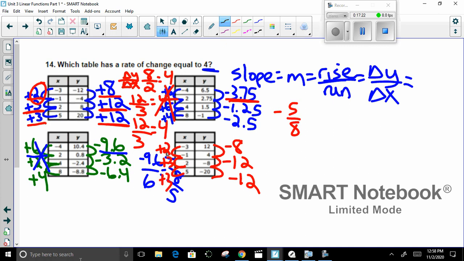All right, so now, check my change in y over change in x. They're all different, so check every one. Negative 8 divided by 2 is negative 4. I wanted the slope, or the rate of change, to be a positive 4, so that one's out of there. I don't even need to check the rest.